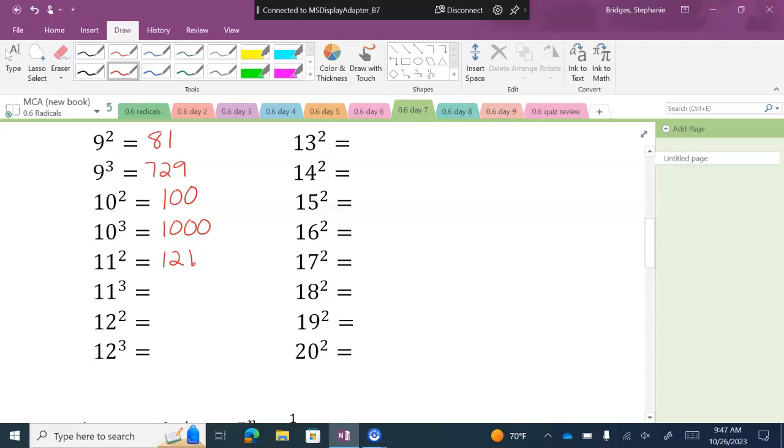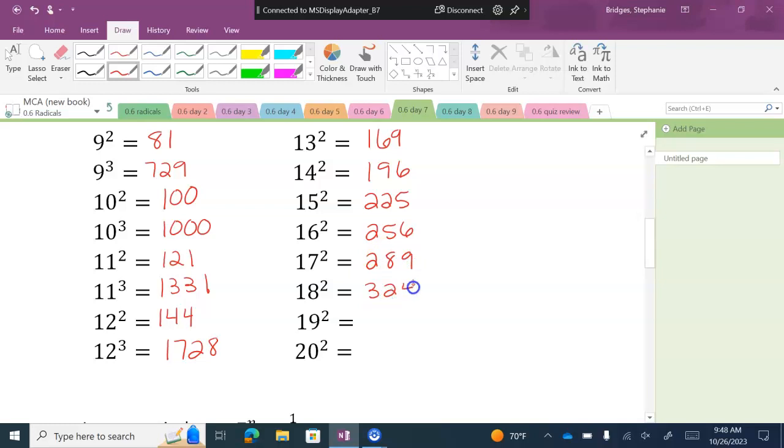11 to the third is 1331. Is that right? 1331. Okay. 12 squared is 144. What is 12 to the third? 1728. Thank you. All right, and then the squareds. 13 squared is 169. 14 squared is 196. 15 squared is 225. 16 squared is 256. 17 squared is 289. 18 squared is 324. 19 squared is 361. And 20 squared is 400.